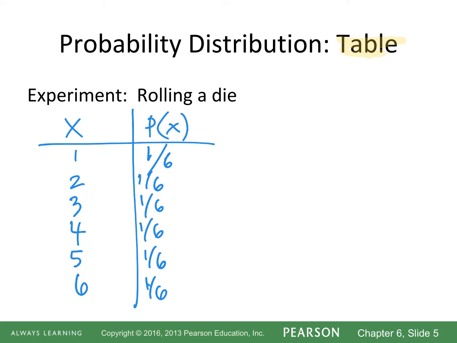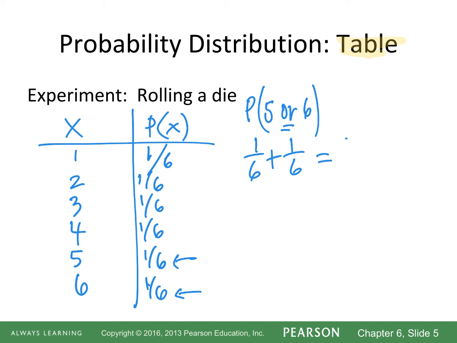And there's my table. It's pretty much like what we did in Chapter 5 with the sample space, except in a table format. So let's use this table to review something from Chapter 5. Let's say I want to find the probability of rolling a 5 or a 6. The probability of rolling a 5 would be 1 out of 6. The probability of rolling a 6 is also 1 out of 6. Remember, this is an OR probability, so the probability of rolling a 5 or a 6 would be 1/3.